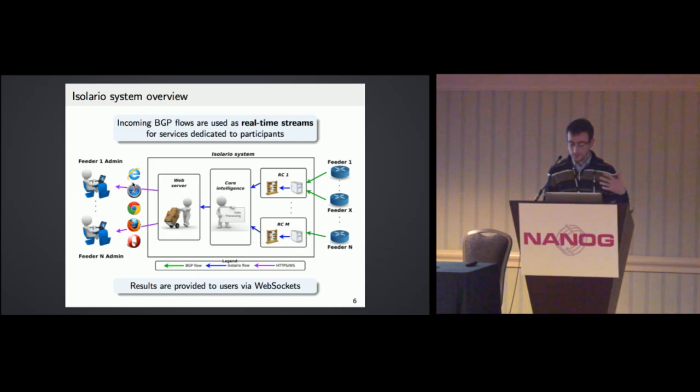BGP data is sent to the route collector, and then it is sent to the central core of the system, where computationally expensive tasks are executed. For example, a lot of applications require the computation of statistics, and this is where the computation is done. Then the results are provided to users by means of a web server exploiting the WebSocket protocol. So in practice, we provide a real-time stream of BGP data and related statistics that can be accessed through a web browser.